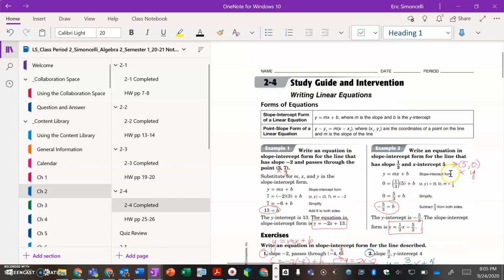All right, example 1. It says write an equation in slope-intercept form for the line that has a slope of -2 and passes through the point (3, 7). So here's your slope, there's your m, here's your point, and again this is on the line. It's (3, 7), so x and y. As far as their description goes, it says substitute for m, x, and y in the slope-intercept form.